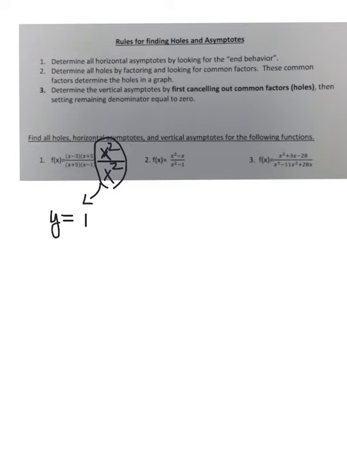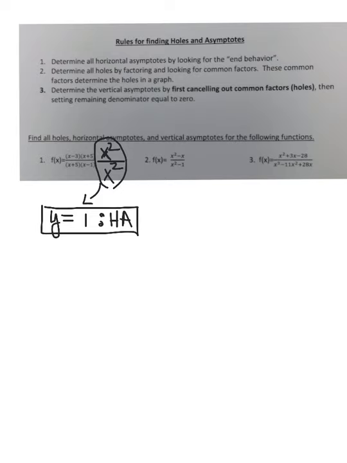So right here, you just write this. This is your, I'm going to put a colon here, horizontal asymptote. Y equals 1 is your horizontal asymptote. All right, now let's look at step 2, I should call it. It says determine all holes by factoring and looking for common factors. These common factors determine the holes in a graph.